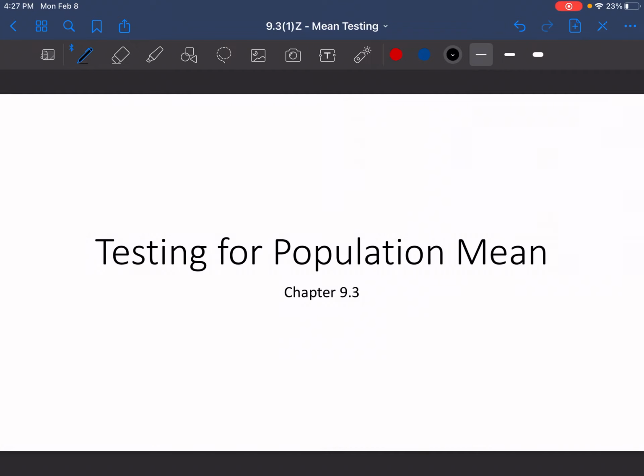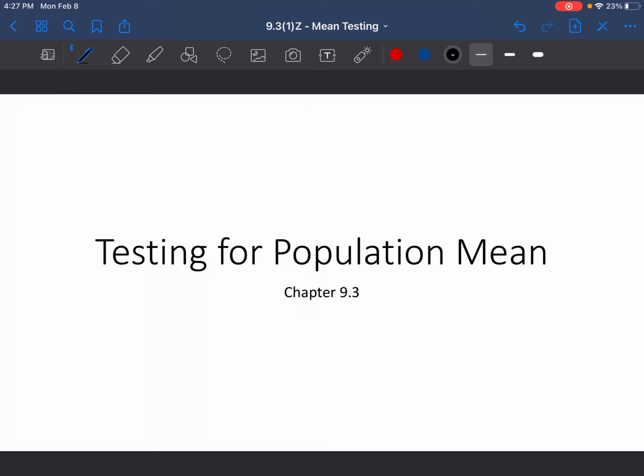All right, in this lesson, we're going to be looking at testing for a population mean. So our objective here is just to state and check the conditions for testing a population mean, as well as perform a significance test for a population mean, and use a confidence interval to draw a conclusion about a two-sided test about a population parameter.